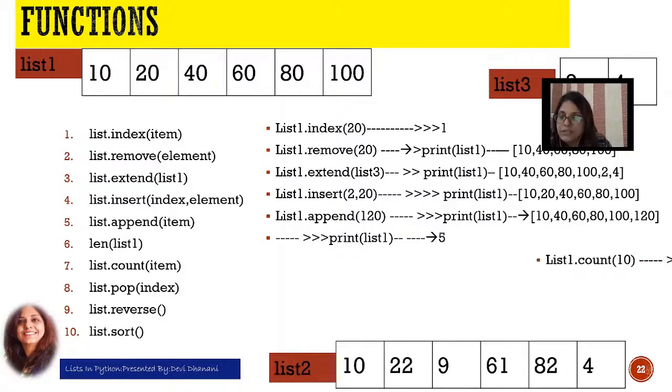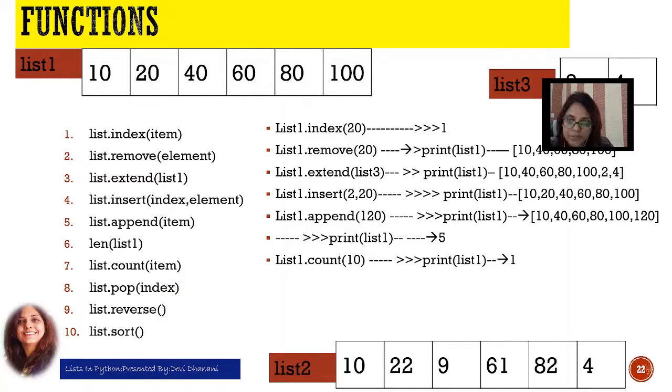Now to count the occurrence of a particular item, the number of times the item is present in the list, we have the count function. You simply need to pass the item or the element, whatever you call it, to the count function, and you will see that the number of times that particular item is present will be shown as the output.